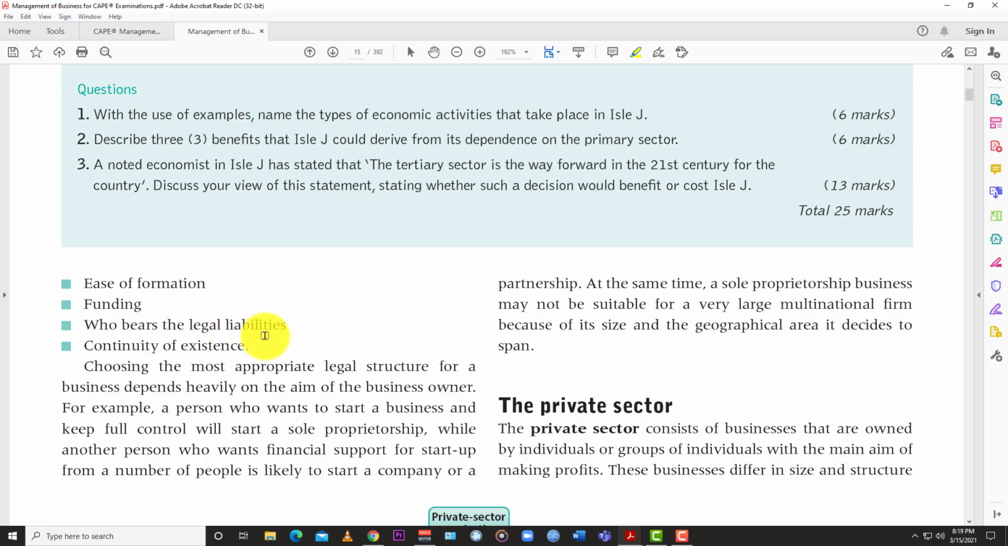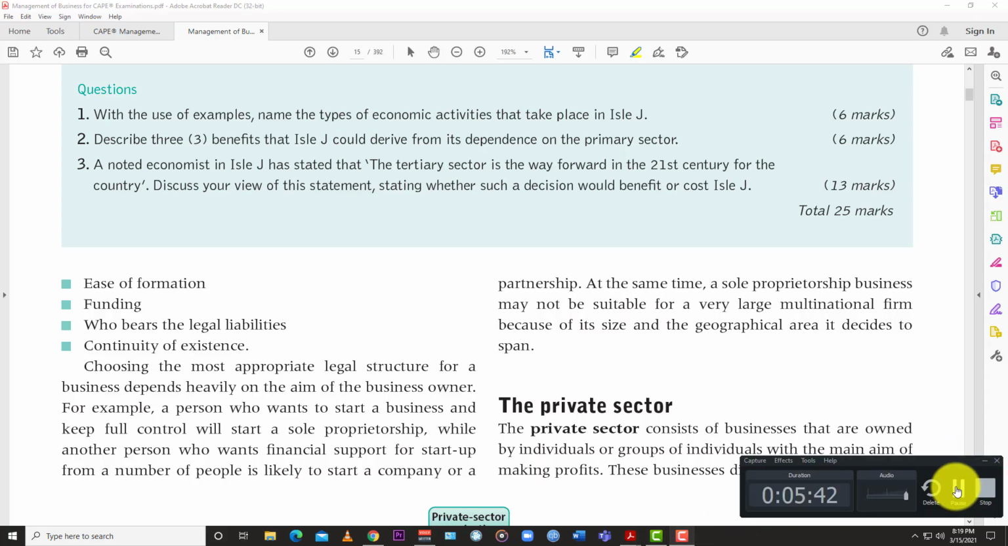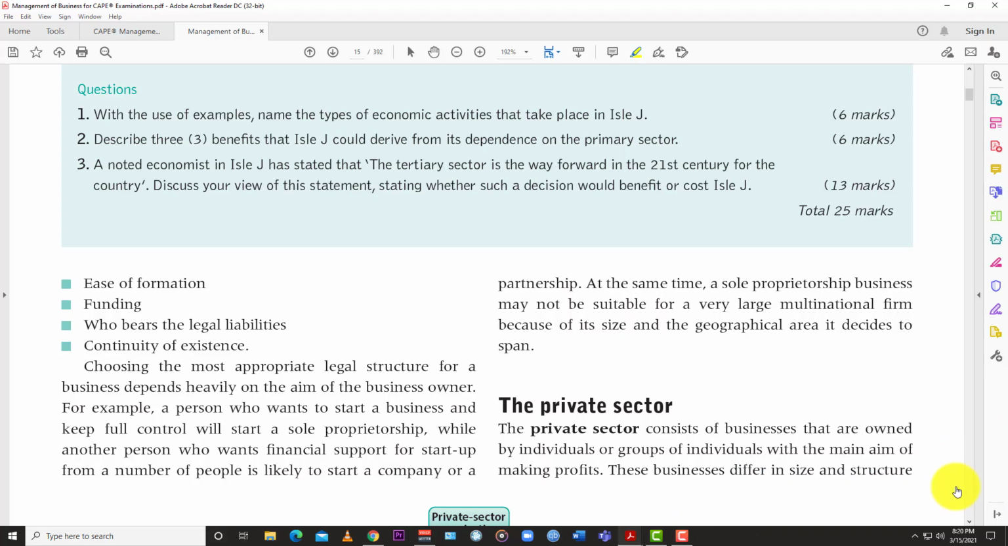Who bears the legal liabilities? Again, this is determined by the structure. For some structures, like sole trader, you as the individual would bear all the liability. It's called unlimited liability. And one thing you have to understand with this course is that the prerequisite would be POB, and so they expect you to know certain things coming into MOB from POB. For example, liabilities. We have unlimited liability, limited liability. You should have known this from POB.